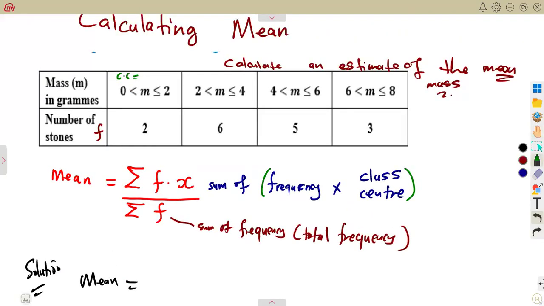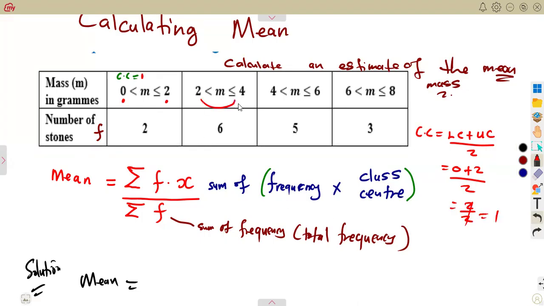There's no need for you to have a table showing that, guys. You just use your calculator at once. There's no need to present that you're calculating the class center. I just want you to know that it is lower class plus upper class, divided by 2. For the first one, we've got a 0, upper class is 2. So that is 0 plus 2 over 2, which is 2 over 2, which is a 1. So the class center there is 1.